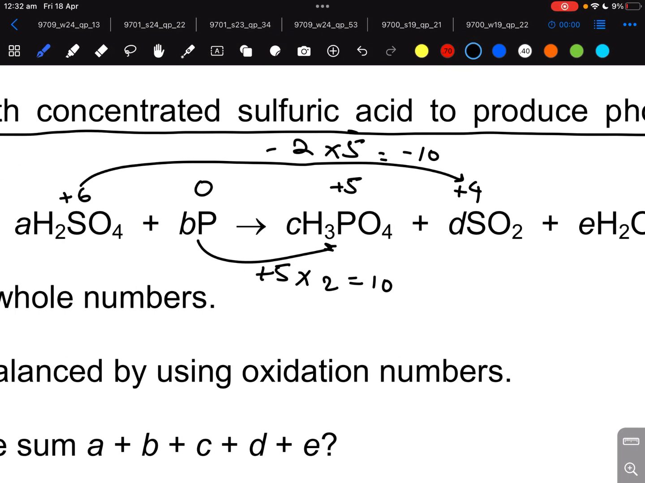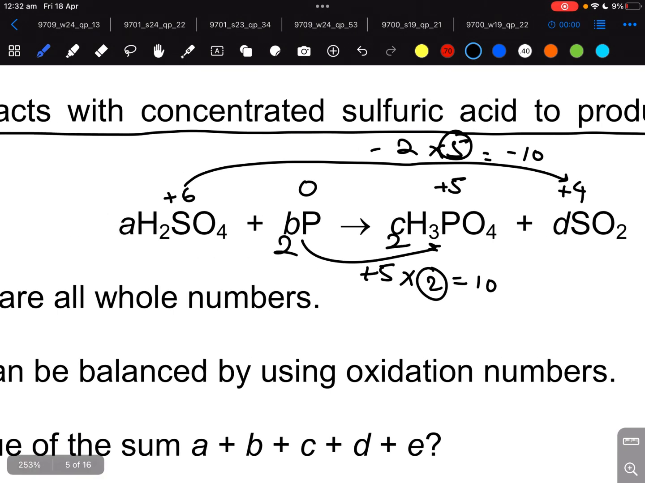Okay, so let's now put the number that we multiplied with for each element. So we're going to put 2 for each of the phosphorus and 5 for each of the sulfur. Let's look at the sulfur and the phosphorus to see if they're balanced. 5 sulfur, 5 sulfur, 2, 2.